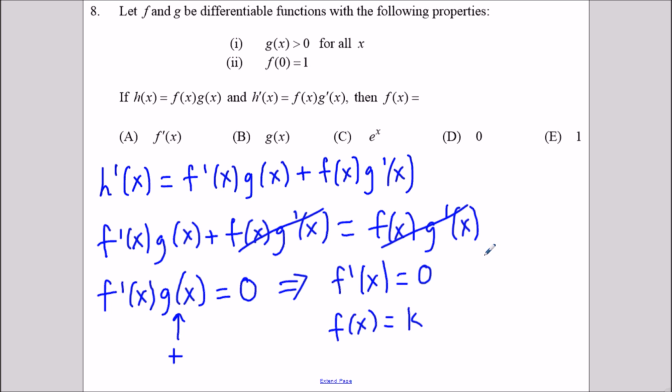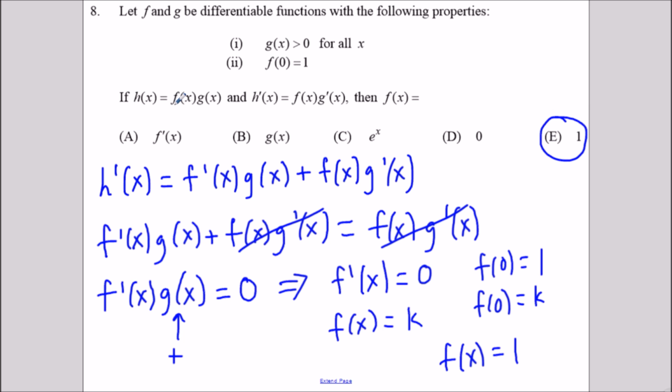So now by condition 2, f of 0 is equal to 1. But if we plug into our function, f of 0 has to equal the constant, which tells us that f of x has to equal 1, since k has to equal 1 based on these two equations here. So that answers the question. F of x has to equal 1.